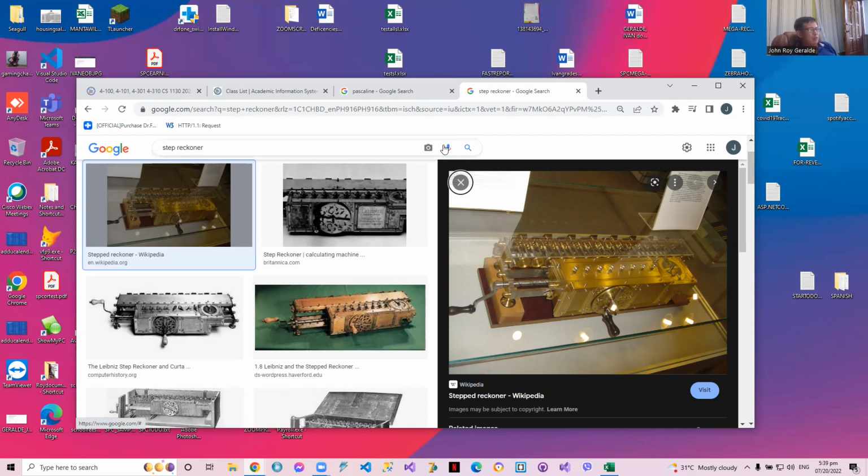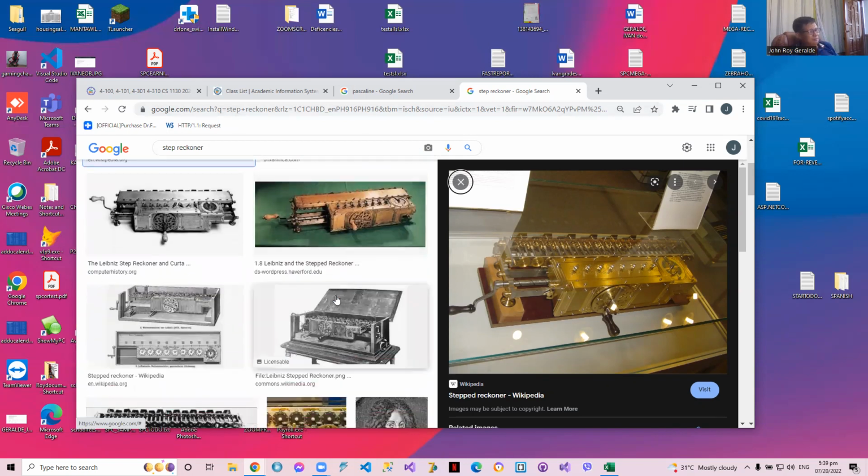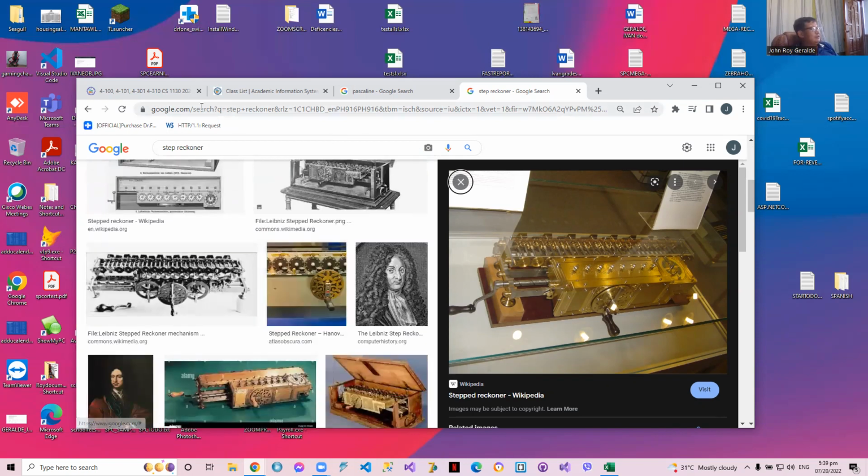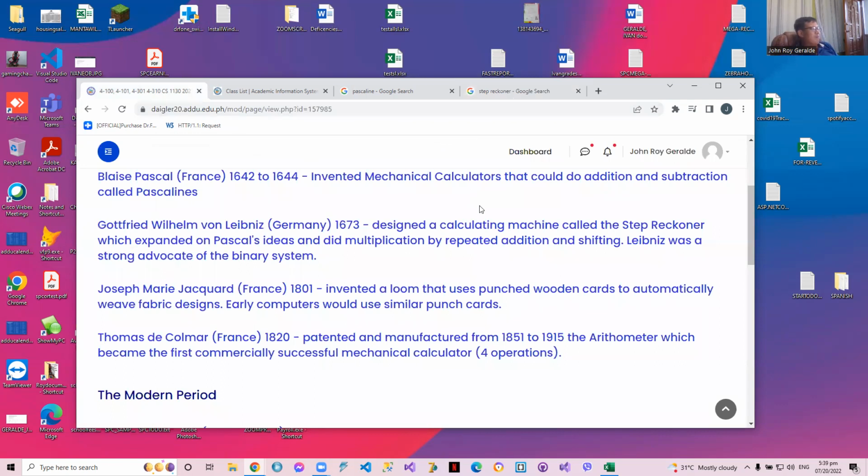Now, in addition to subtraction and addition, the step reckoner can do multiplication by a process called repeated addition. So it has rotating wheels also. It's like a decimal odometer. Any questions so far?